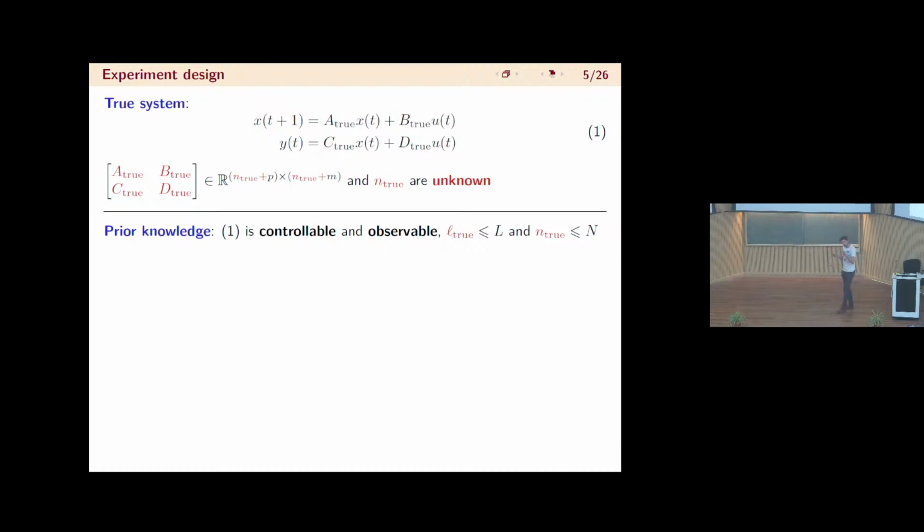Now, I'm going to assume the same prior knowledge as we assumed before the break. So, Kanat already introduced this prior knowledge. We're going to assume that our true system is controllable and observable. And we also assume these bounds on the lag and the state space dimension. So I know that L true over here is less than or equal to capital L, and n true, the true state space dimension, is less than or equal to capital N. And I know capital N and capital L.